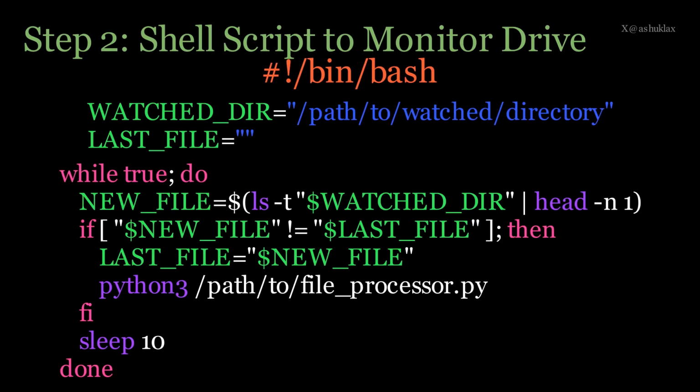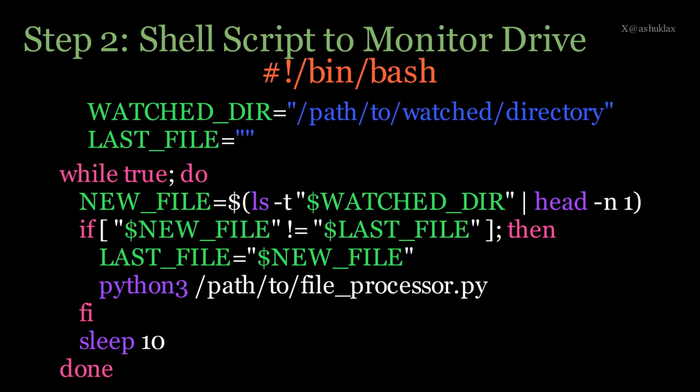So if new_file is equal to last_file, then skip. Otherwise, it checks for the most recent file, and if it's different from the last processed file, then it's going to process it. So last_file equals new_file. If the new file is different, then the line updates last_file to new_file. Finally, we run the file processor Python script that we created. So we use the command python3 and the path to the file_processor.py script you have created. This simply runs the Python script which we created in step number 1, the file_processor.py file. Now here you should make sure that you replace the paths in all those files.